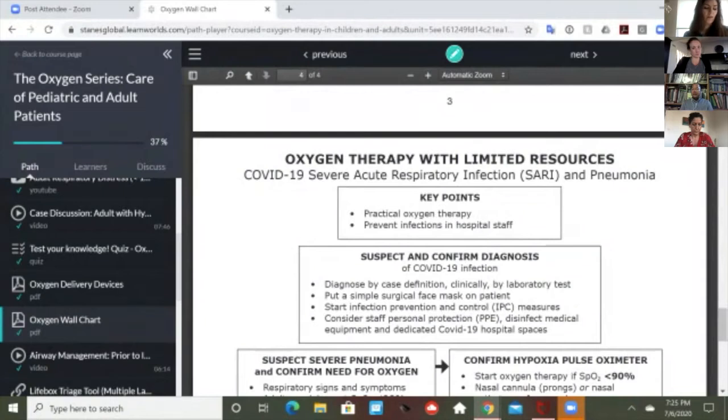What is the role of hyperbaric oxygen therapy in the management of hypoxic pneumonia? So this has actually been coming up quite frequently in the WhatsApp chat box that we have. So there's no evidence that hyperbaric oxygen therapy is effective in managing COVID patients or pneumonias. There's no current evidence of that.